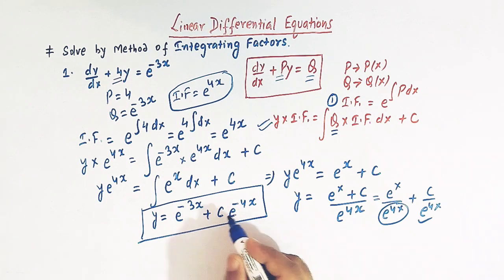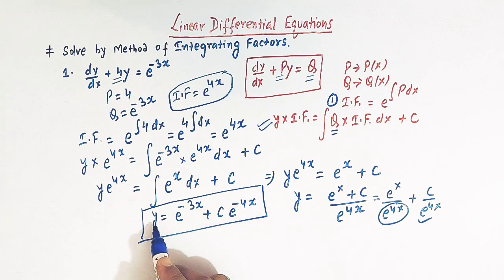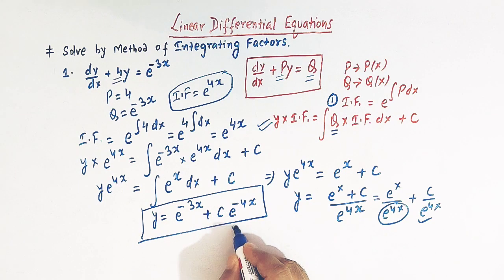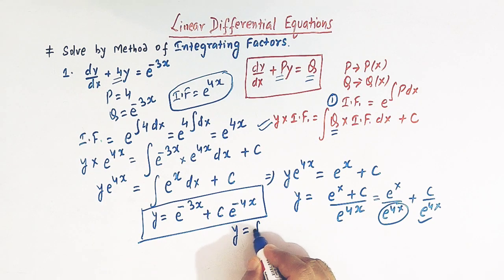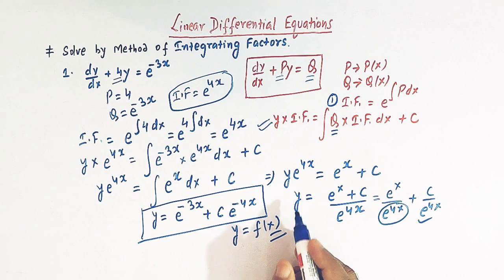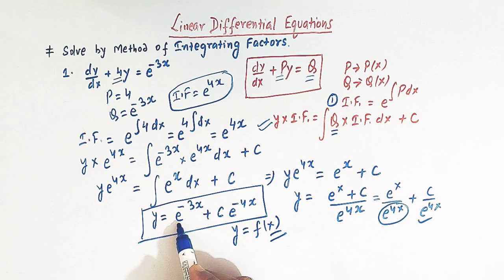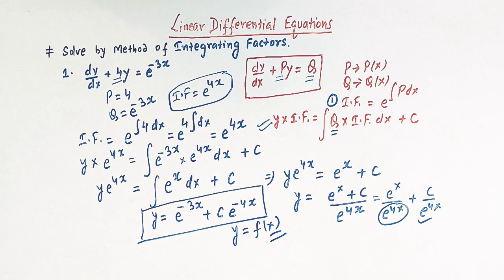And remember, here c is the constant of integration, and the solution is expressed as y equals f of x, where f of x is e^(-3x) plus c times e^(-4x). Now let us take the second problem.